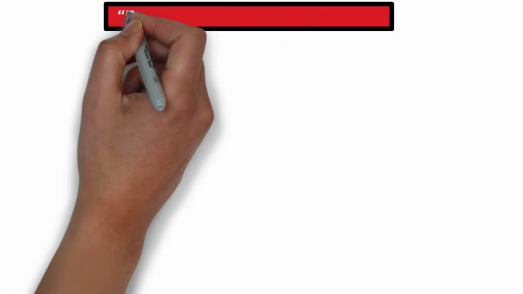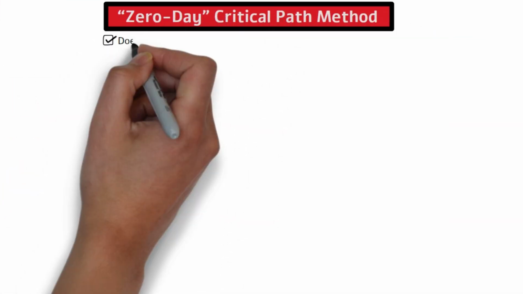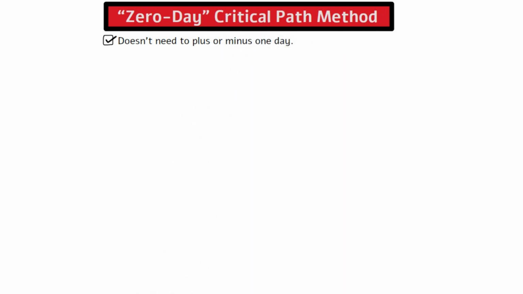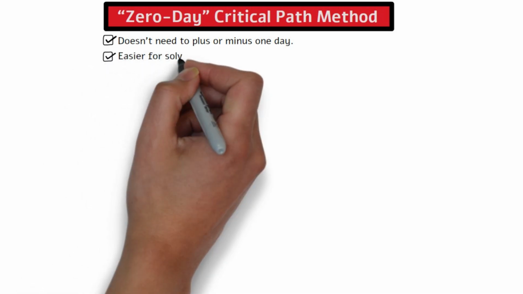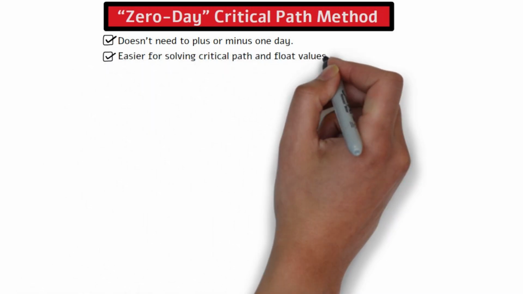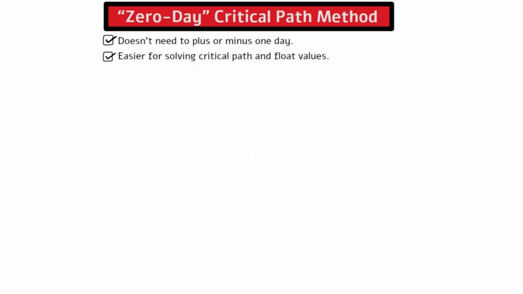Next, I will go over the 0-day method. This approach is easier because you do not need to plus or minus a day when calculating the start and end date using the forward and backward path. You can get the same result for the critical path and float values with less effort.